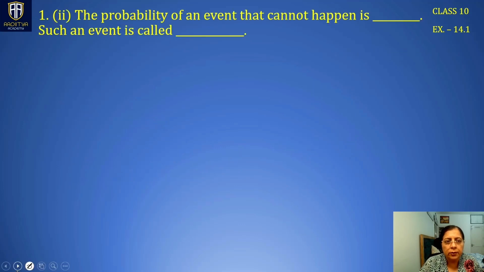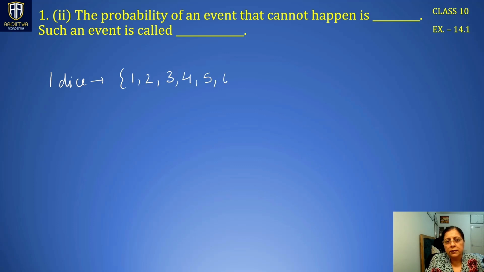So the next question is the probability of an event that cannot happen. Now we have learnt these special types of probabilities. Probability of an event which cannot happen. Like I told you, if we throw a dice, the probable outcomes are 1, 2, 3, 4, 5 and 6. Now if somebody asks you what is the probability of getting 7 on a throw of dice.